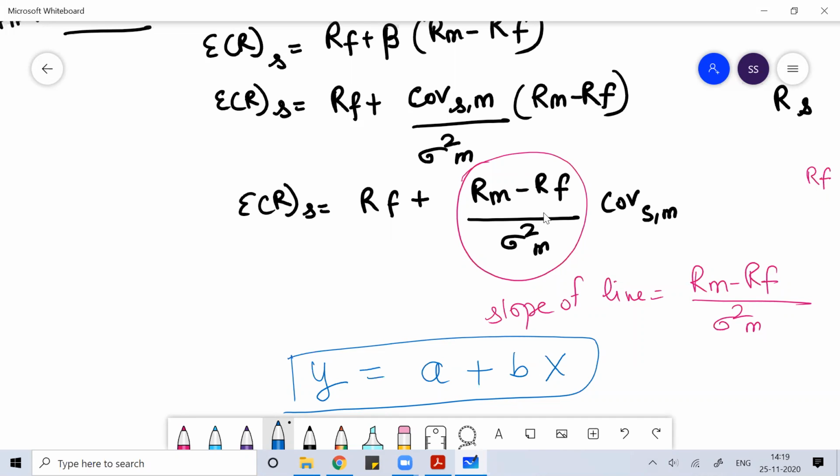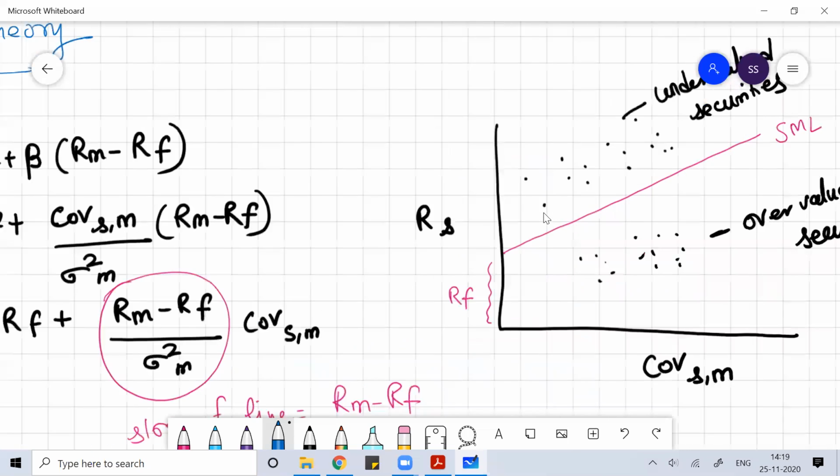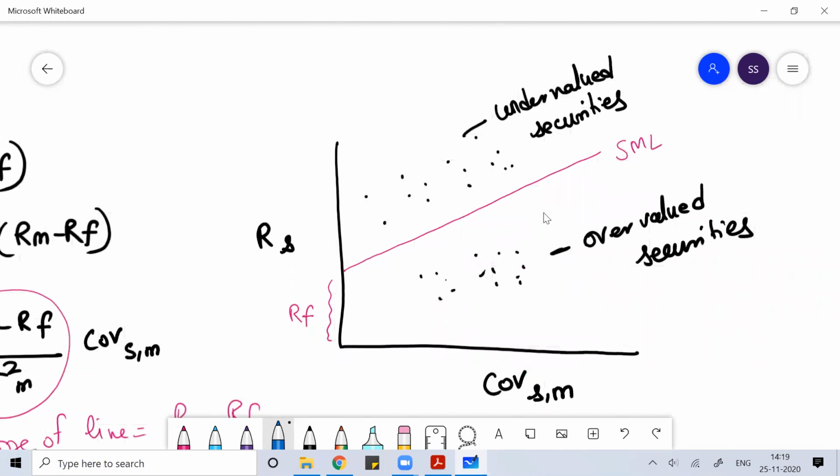RF means the risk-free rate of return, and the slope of the line, the gradient, is called tan theta. That is the angle this line makes with the positive x-axis in the anti-clockwise direction. That is what we call the slope of the SML, the security market line.